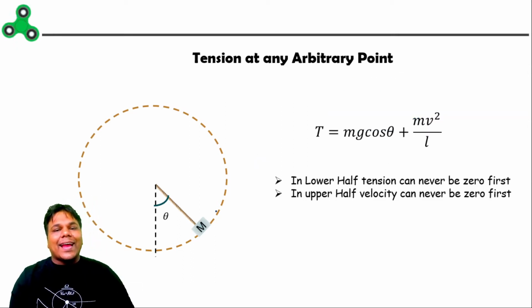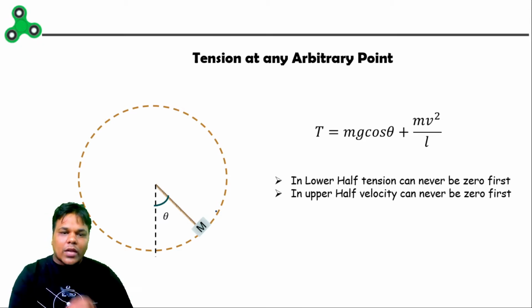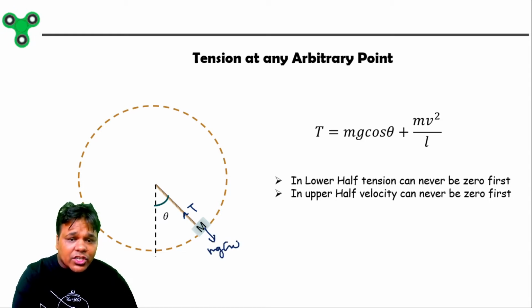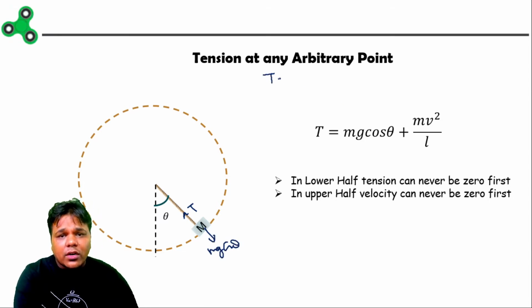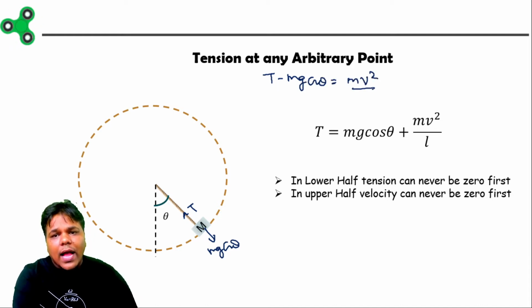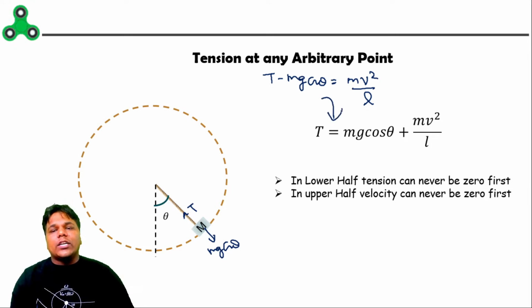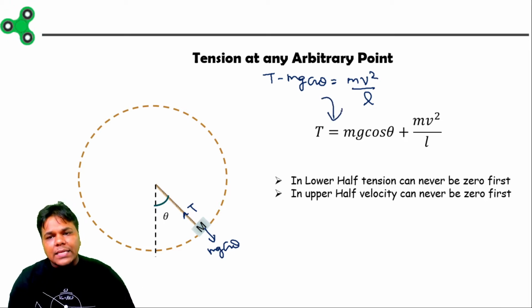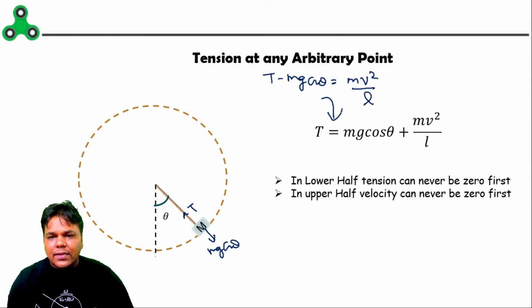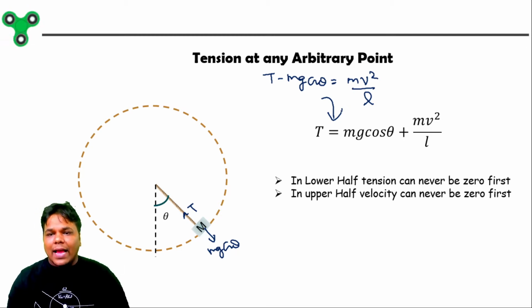What is the tension at any arbitrary point? As you can see, here the tension is acting in this direction, and mg cos theta is in this direction. So we have the net force: T minus mg cos theta is equal to mv square by L. And now as you can see, T is equal to mg cos theta plus mv square by L. Got my point, guys? T is equal to mg cos theta plus mv square by L.